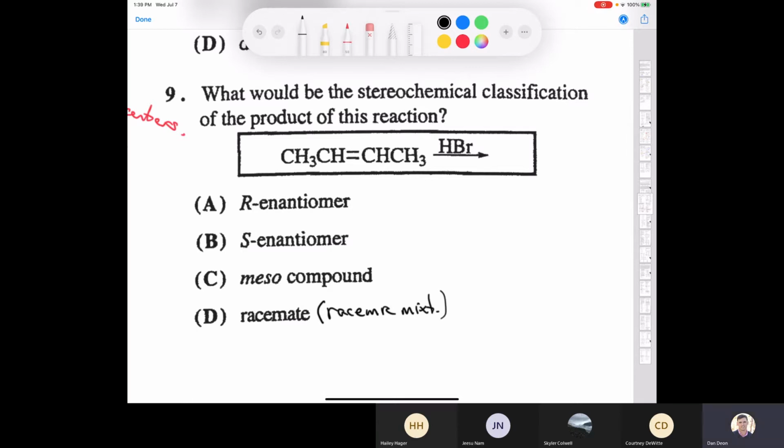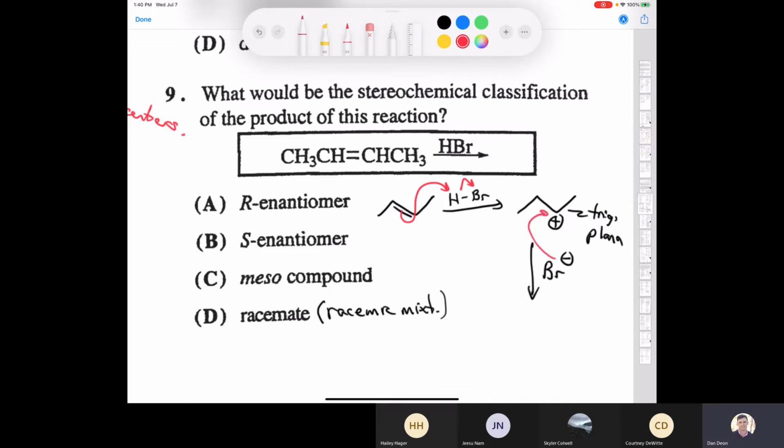Yeah, I agree. I think you would end up with a racemic mixture. Now, why would that be? Because it doesn't matter if it's cis or trans. I'll just draw it as trans 2-butene. When it reacts with the HBr, what do you end up with? You end up with a carbocation. And we know that carbocations are trigonal planar. This is trigonal planar. And so the bromide can come in and it can attack either face of the molecule.